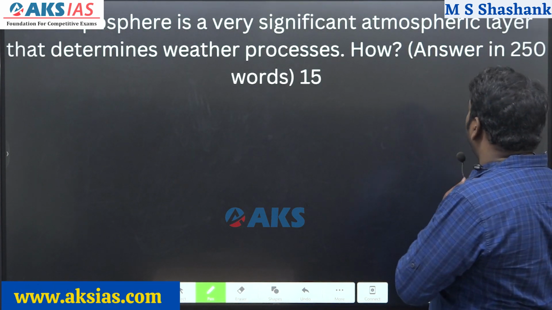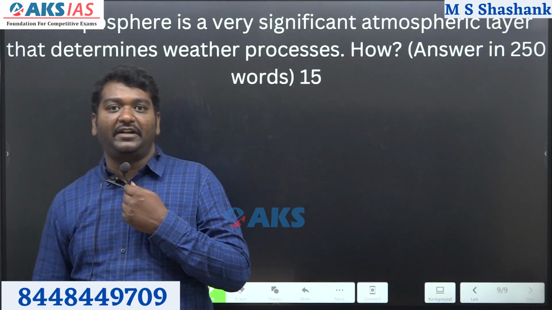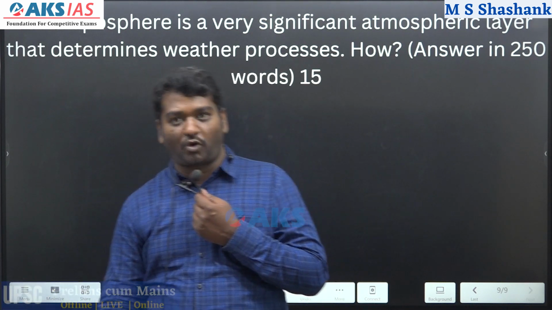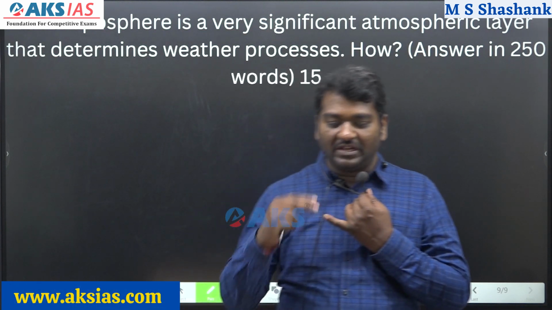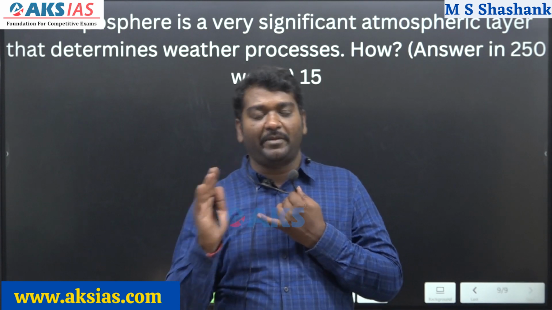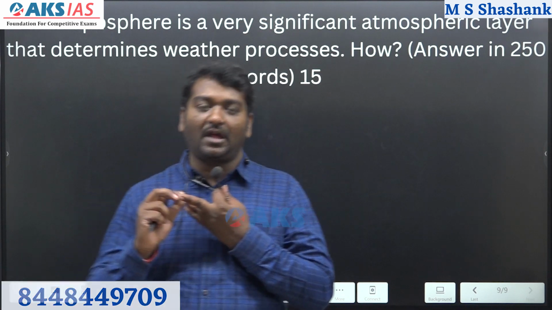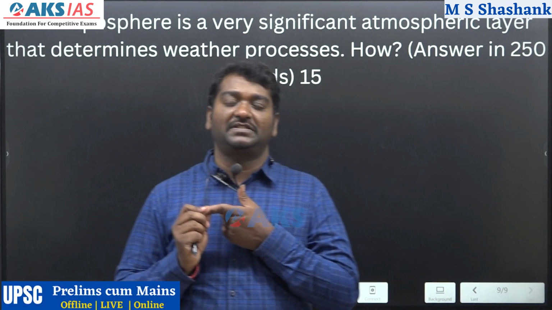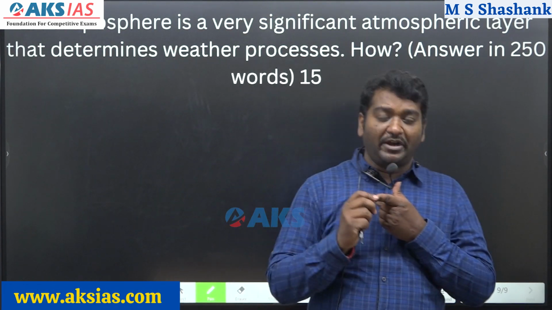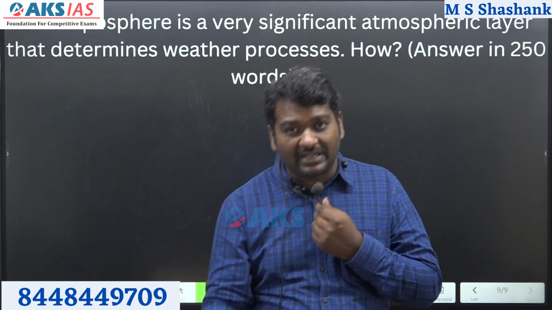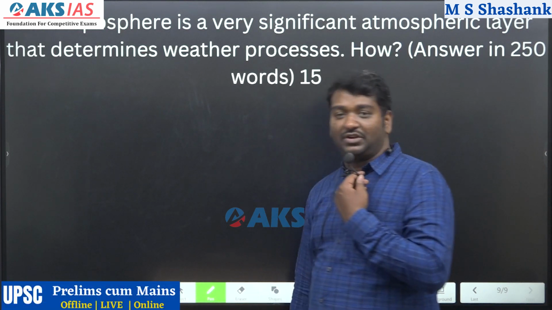Troposphere is a very significant atmospheric layer that determines weather processes. How? See guys, this is like writing the entire syllabus about troposphere. One, what is troposphere? It is a region where, with increasing height, what is going to happen? Temperature decreases. Explain about that. You talk about the composition that is present. You say that convection happens, atmospheric circulation, cloud formation, precipitation, hydrogen cycle, nitrogen cycle, all biogeochemical cycles occur in this, and because of the troposphere only we have life that is actually present.